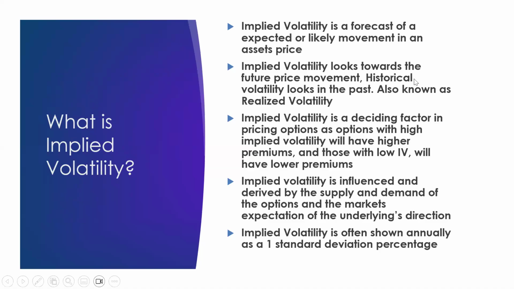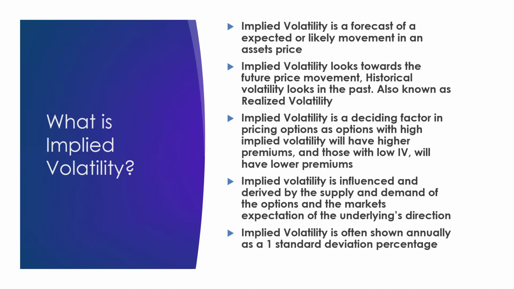So implied volatility is a deciding factor in pricing options, as options with higher implied volatility have higher premiums. Those with low IV have lower premiums. So if you have more IV, you're going to be paying more for your options or selling them at a larger price. If you have low IV, you're going to be buying them for a cheaper price or selling them for a lower price. That's all that means.